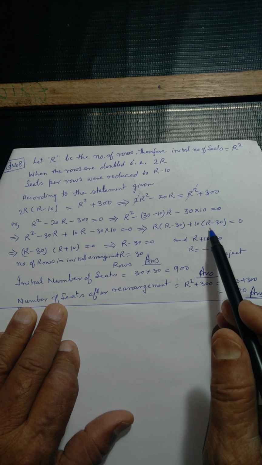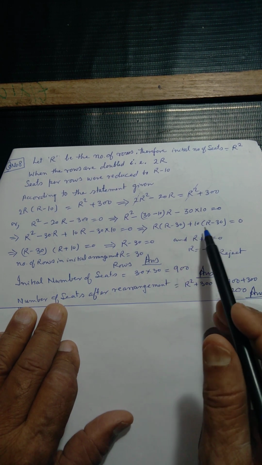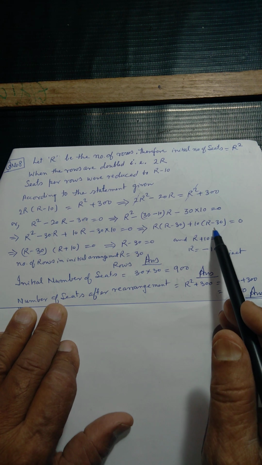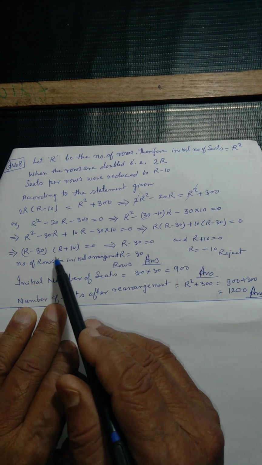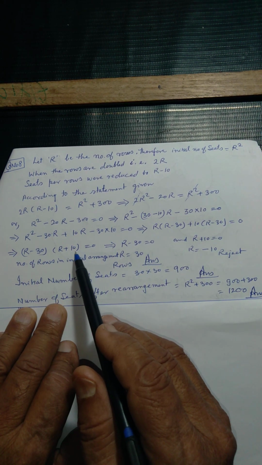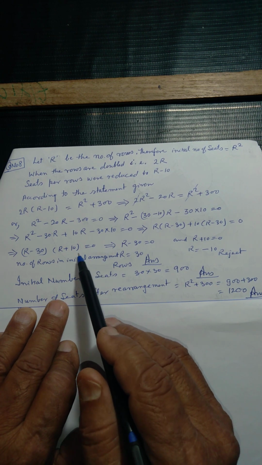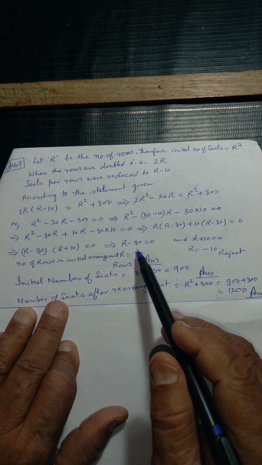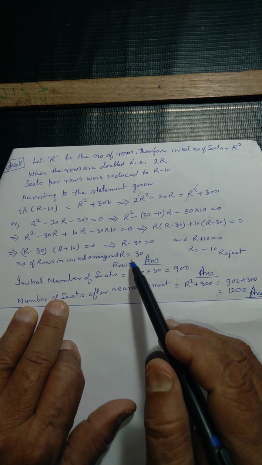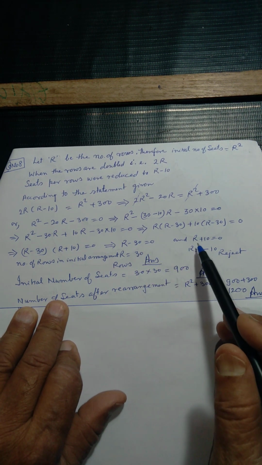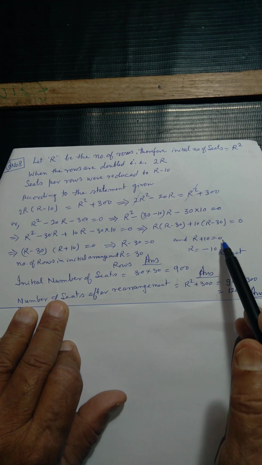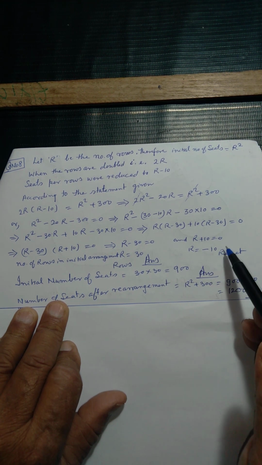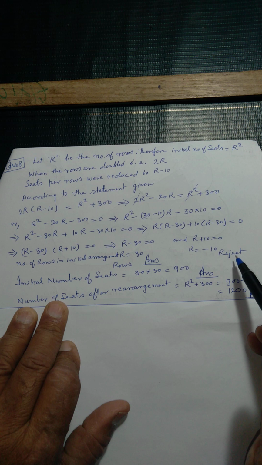Inside the bracket we will get R minus 30. Now R minus 30, we have to take it out as a common. So we are left with R plus 10 equal to 0. Now put R minus 30 equal to 0. There we will get the number of rows, that is 30. Here if we put R plus 10 equal to 0, R will be minus 10 and it will be rejected.